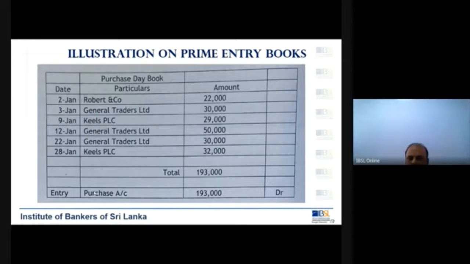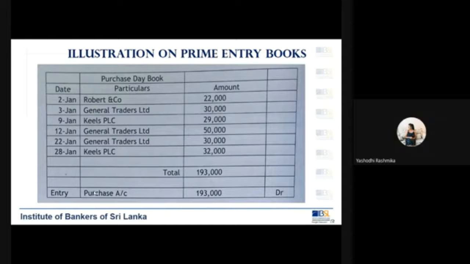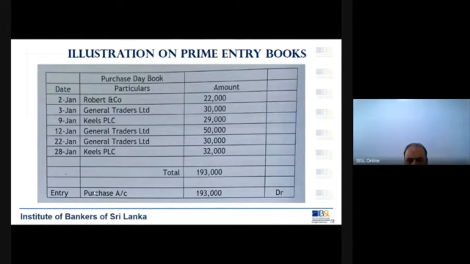Next one, purchases day book. So here you have done purchases on credit basis, which means Joe Pereira has not paid money for this. So what is your debit and what is your credit? Purchases debit, creditors credit. Purchases account debit and creditors account credit, right?